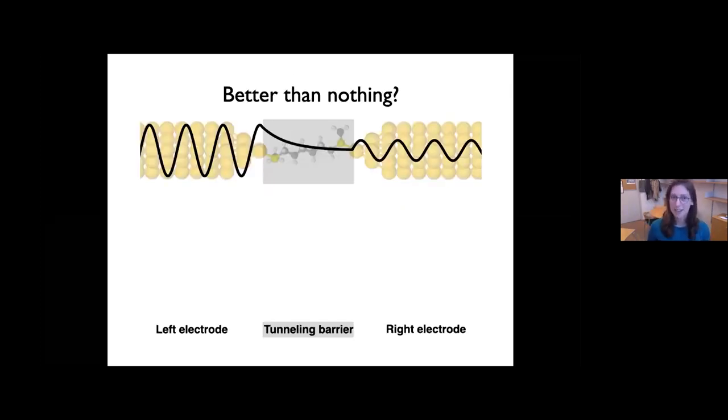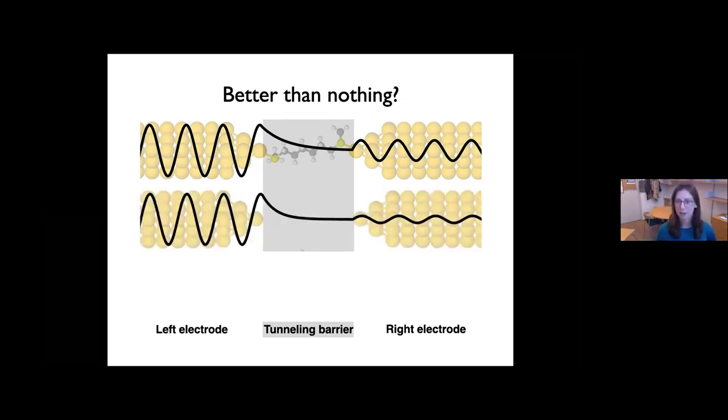So this is where the better than nothing comes in. In a cartoon sense, this is the picture of our system. We've got some incoming wave, we've got a molecule as the tunneling barrier, and some outgoing wave. And the natural limit one thinks of for this kind of system is vacuum.